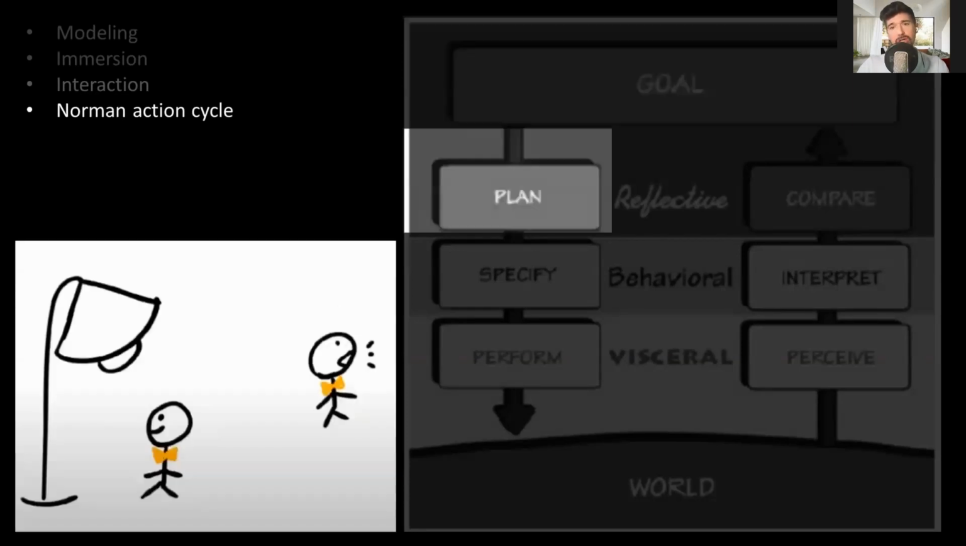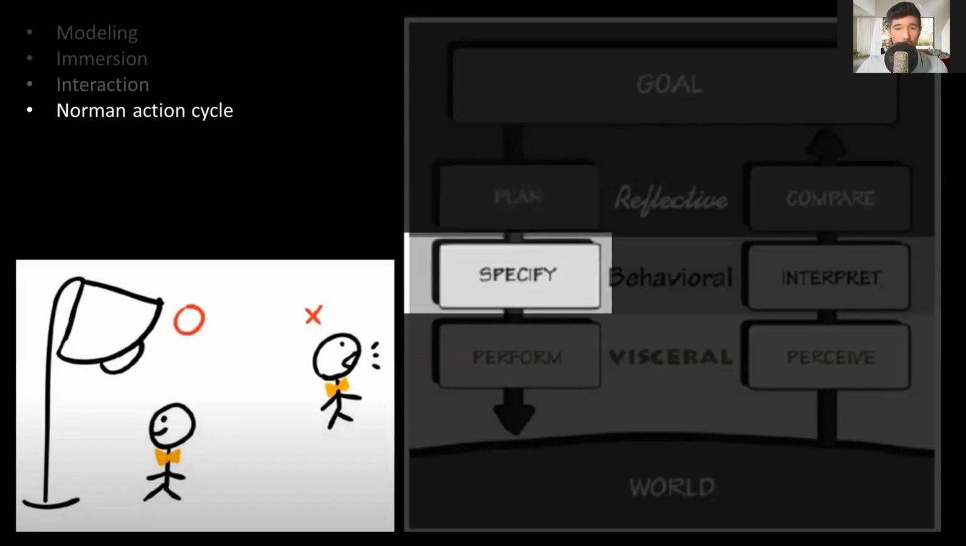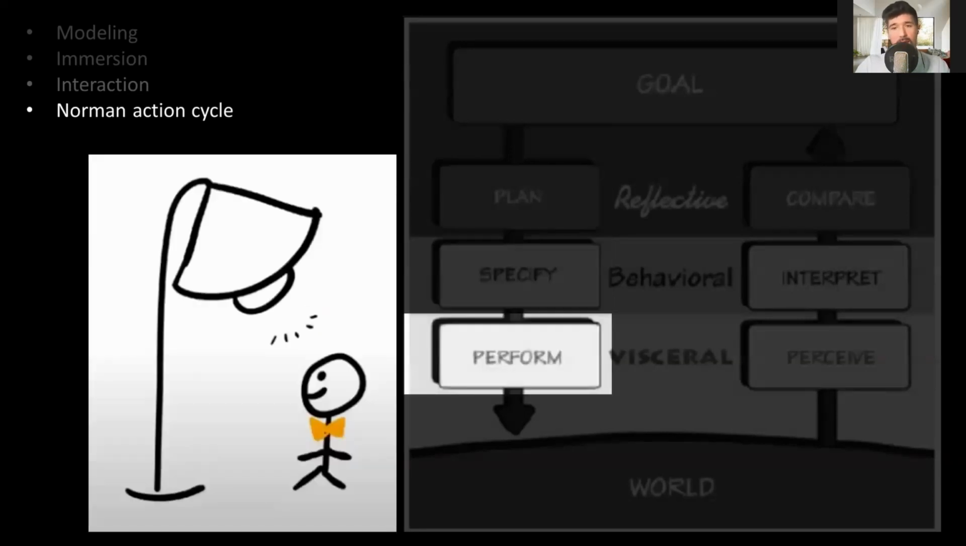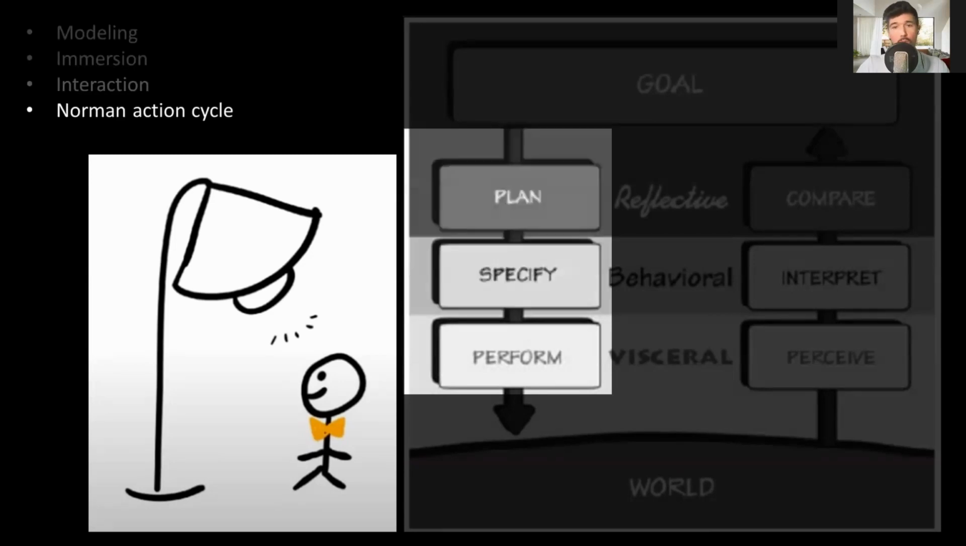And the first stage is the planning stage, or figuring out what actions we can do to solve this problem. So we can call someone else to turn on the light. We can turn on the light. We can wait for the conditions outside to be brighter, and so on. So we plan for all these actions, and then we have to specify which action we would like to do. So we will turn the lights on ourselves. And then we perform the action. With plan, specify, and perform, we have successfully completed the execution phase of the Don Norman action cycle.